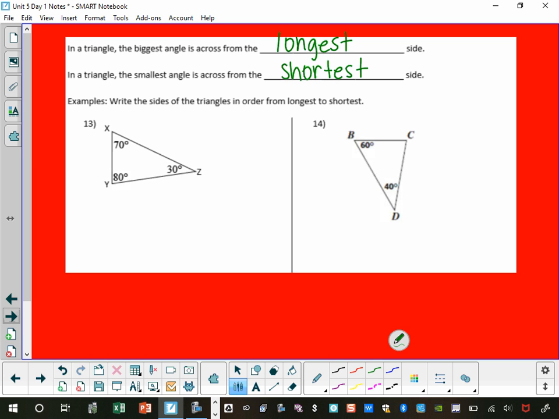All right, so number 13, write your sides of the triangle in order from longest to shortest. That's important. We're now doing longest to shortest. So which one is my biggest angle here? 80. So which side do I need to go first? My longest side is going to be what? XC. Because we're doing the longest to the shortest side. So I picked my largest angle. The side right across from that is XC.